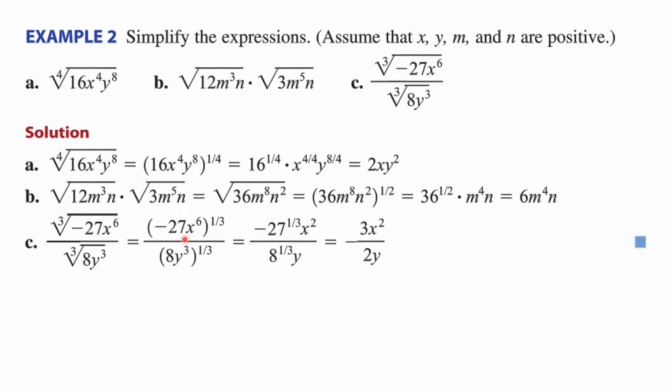And down here, what you can do is change it to a fractional exponent and apply the 1/3 power. Now, the 1/3 power of minus 27, and that really should be parentheses minus 27 whole to the 1/3, is going to be a minus. So this actually is a minus, even though it doesn't show it being separated very well. And the cube root of 8 is 2, so this is 3x squared over 2y.